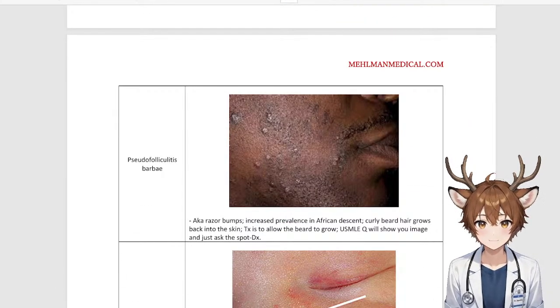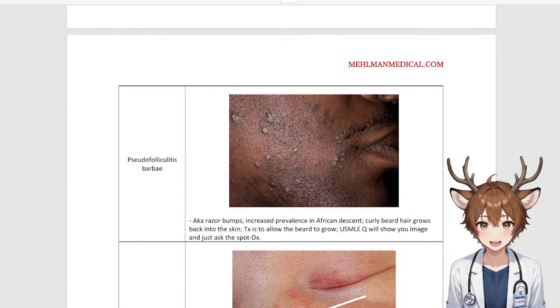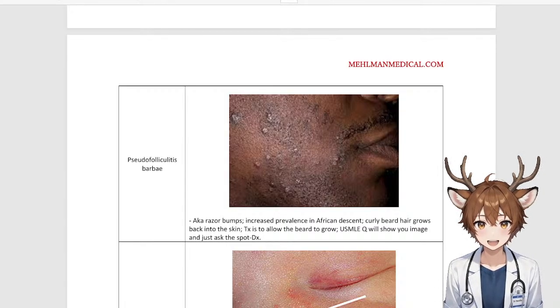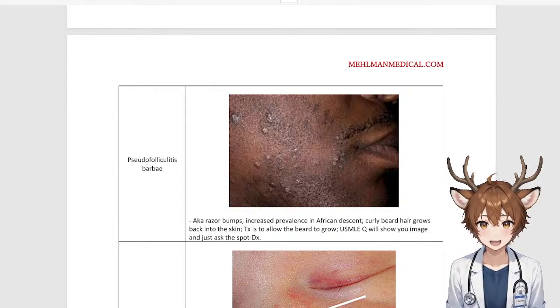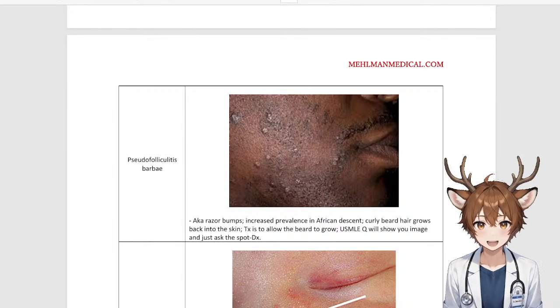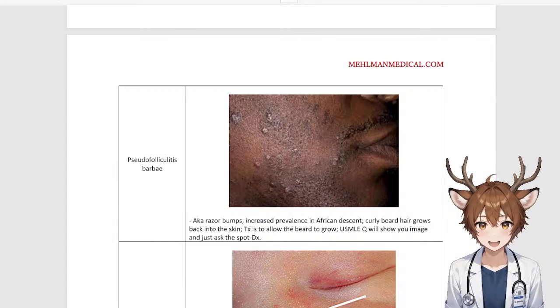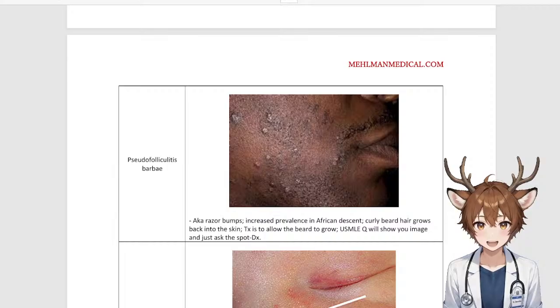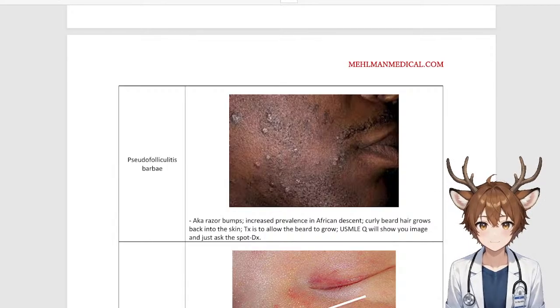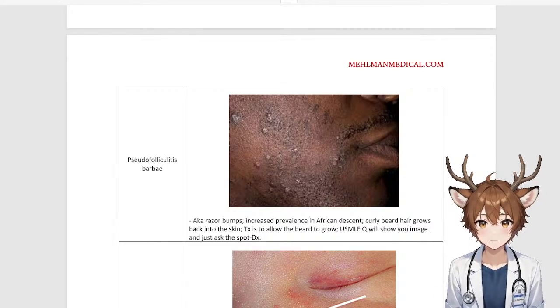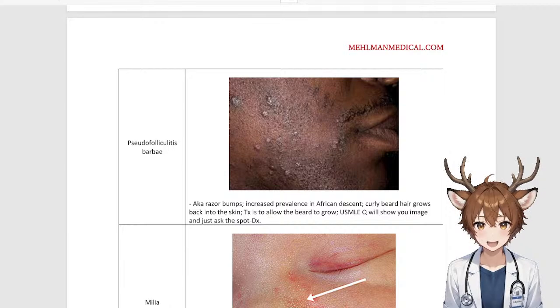Pseudofolliculitis barbae, aka razor bumps, has increased prevalence in those of African descent. Curly beard hair grows back into the skin. Treatment is to allow the beard to grow. USMLE will show you an image and just ask for the spot diagnosis. So, pseudofolliculitis barbae. Okay.